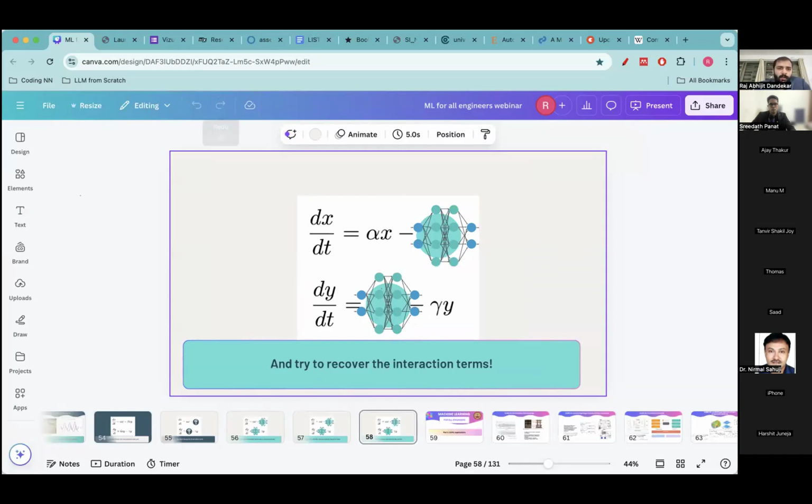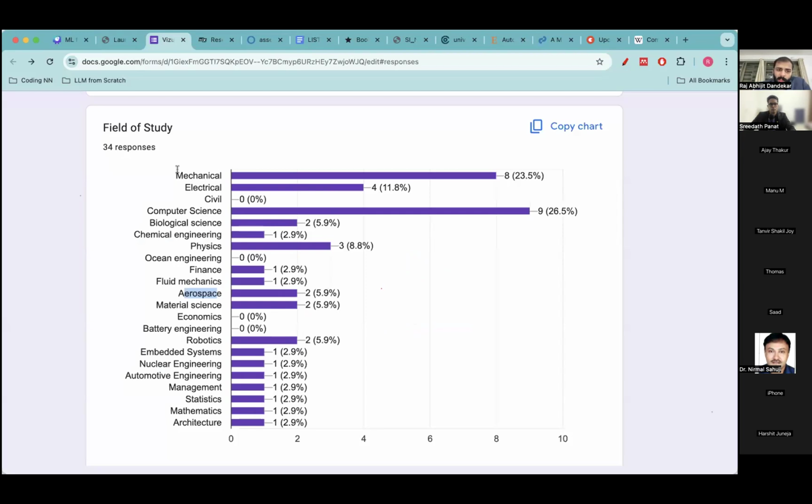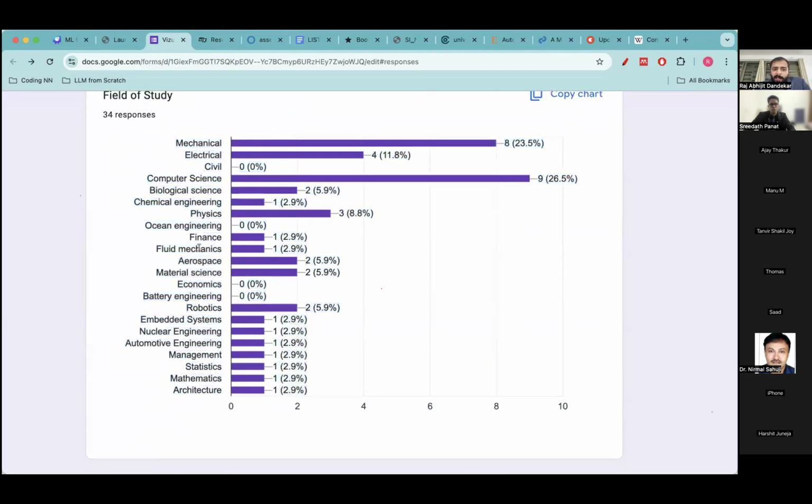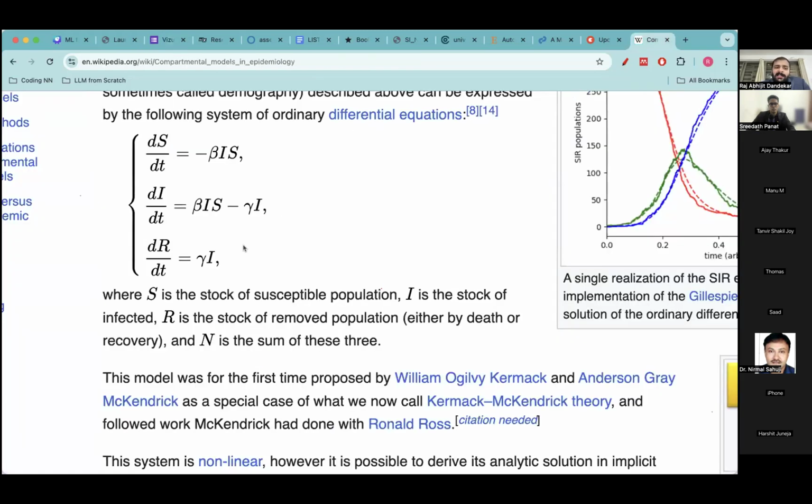So to all of you who have joined this call and belong to any of these fields, try to identify an ordinary differential equation or a partial differential equation, and think about what part of that ODE or PDE you can replace with a neural network. If you can take your problem to this stage, it means that you have the start of a scientific machine learning research problem. That's what I did with this SIR model.